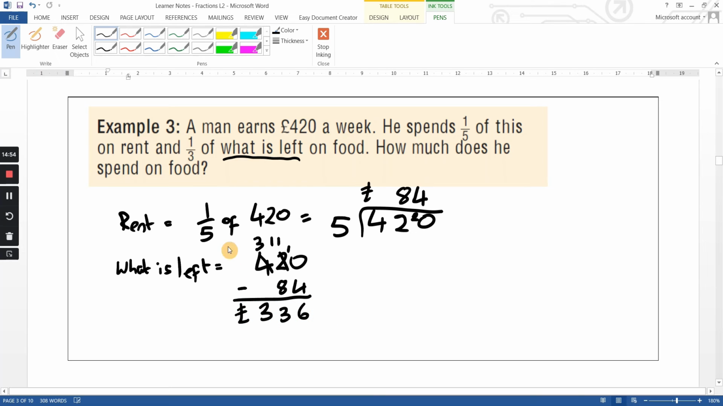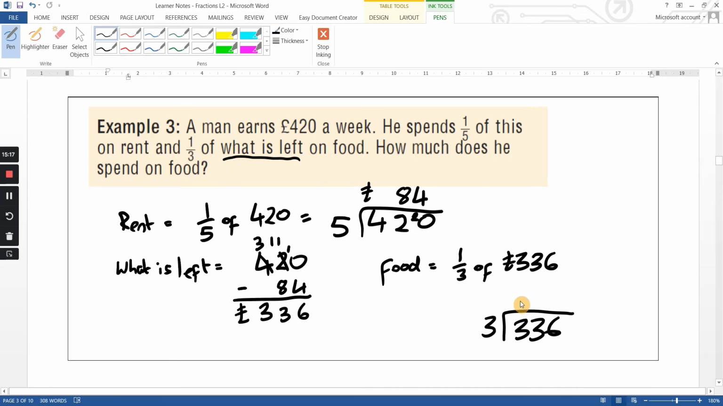So that's what I've got left, and I need a third of that. So this is on food. I need a third of £336. You can probably see, but I'll show you with the bus stop method. 3 into 3 is once, 3 into 3 is once, 3 into 6 is twice. So my answer, don't forget the pound sign, £112 on food.